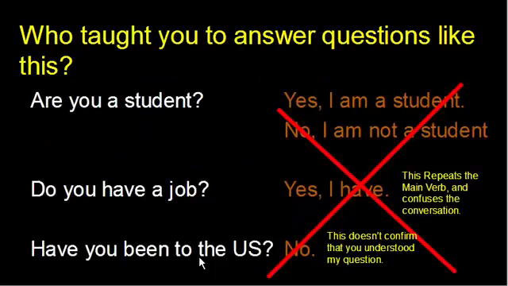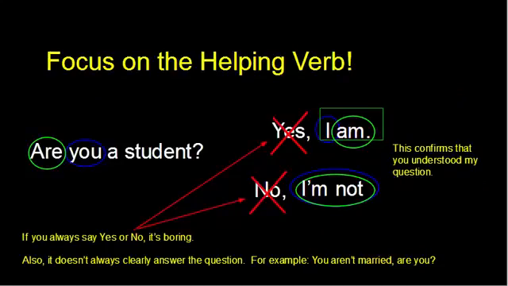So how do you do it? Well, there's a lot of ways not to do it. Are you a student? No, I am not a student. That's no good. Do you have a job? Yes, I have. Well, this is correct in many parts of the world, but it repeats the main verb and confuses a conversation. You should say, do you have a job? I do. Focus on the helping verb in your answer. And let's get on with it.